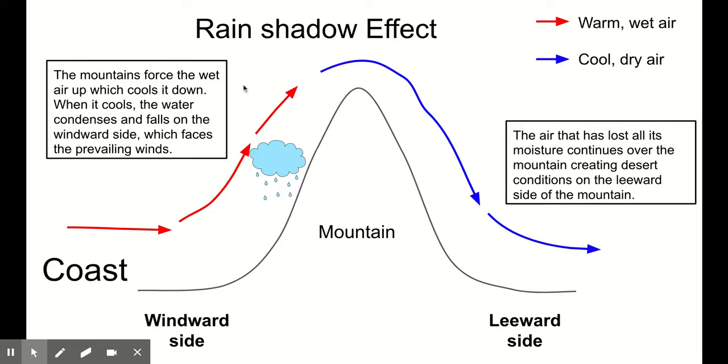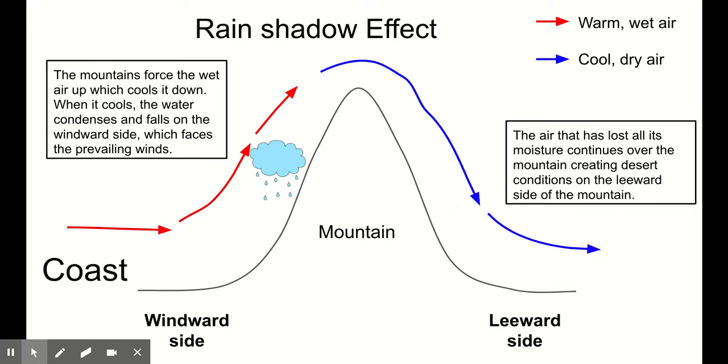And so on the windward side, the mountains force the wet air up, which cools it down. When it cools, the water condenses and falls on the windward side, which is facing the prevailing winds. So these are the prevailing winds coming in. On the leeward side, the air has lost all of its moisture and it continues over the mountain, creating desert conditions on the leeward side of the mountain. So we can see here on the windward side, forest biome, really, really water heavy biomes. On the leeward side, we see deserts.